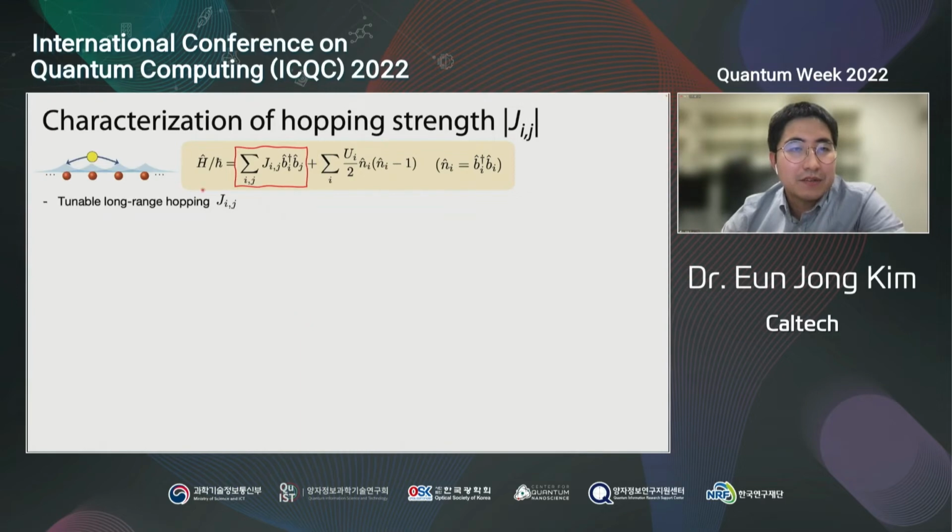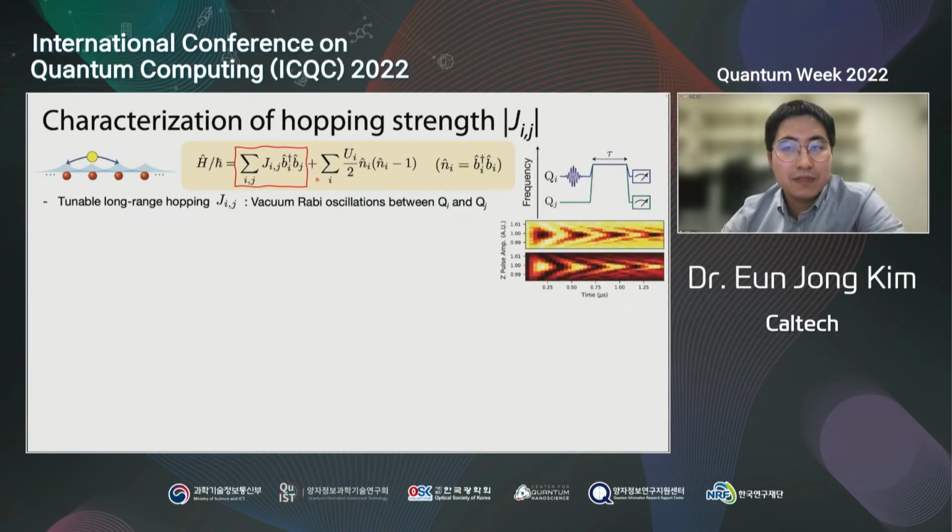And the basic characterization of hopping terms can also be performed by 2-qubit measurements, where we induce vacuum-Rabi oscillations between a pair of qubits. And shown on the right is the pulse sequence to achieve this, where one of the qubit pair is locally excited with a pi pulse, followed by simultaneous dynamical tuning of qubits on resonance, followed by projective measurement, which gives a chevron-like oscillation pattern here.